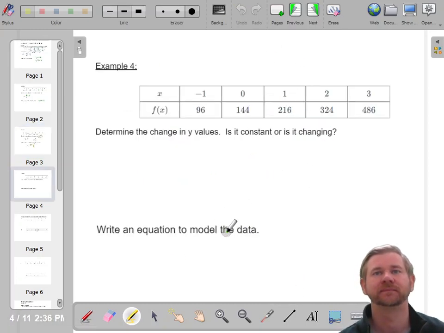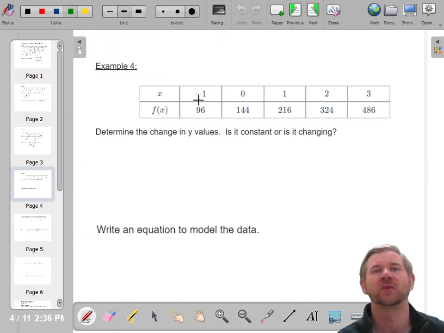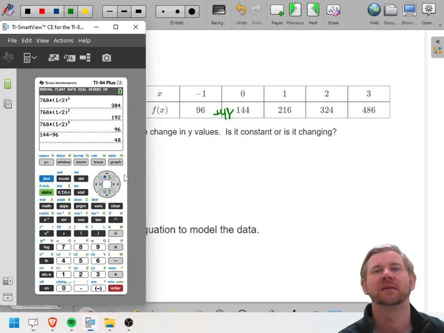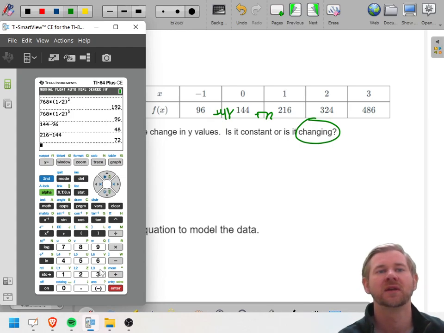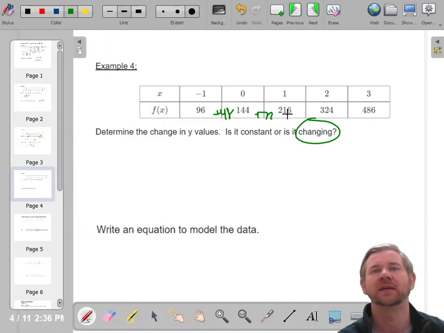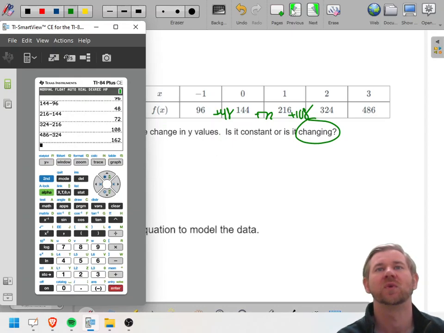Let's try another one. All right, first of all, 144 minus 96 is 48. So this first one went up 48. 216 minus 144, this one went up 72. So it's definitely changing. Let's do one more. 324 minus 216, 108. And then I've got it right here, might as well do it. 486 minus 324 is 162.